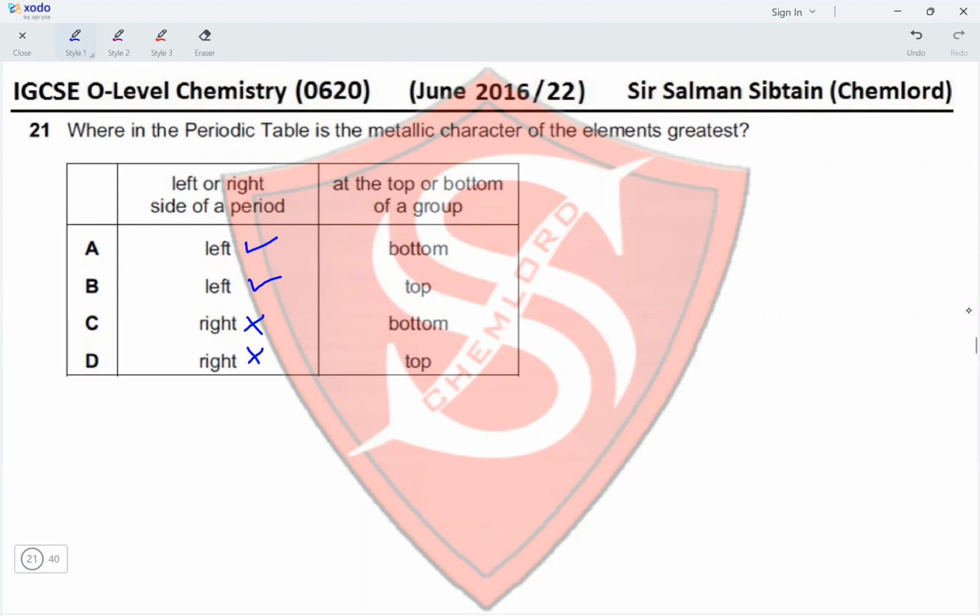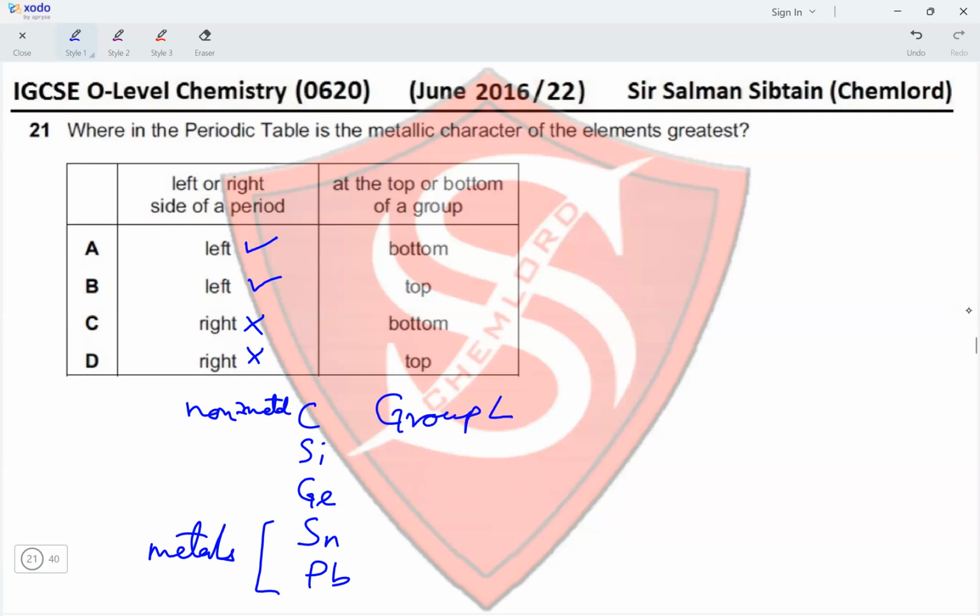At the top or the bottom of a group, the metallic character would be stronger at the bottom of a group. Now, this can be seen in group 4. Group 4 has carbon, silicon, germanium, tin, and lead. So the first element is a non-metal, while the bottom two elements are metals. So according to group 4, metals are located at the bottom of the group. So that makes the bottom having a greater metallic character, eliminating option B and making option A the correct option for this question.